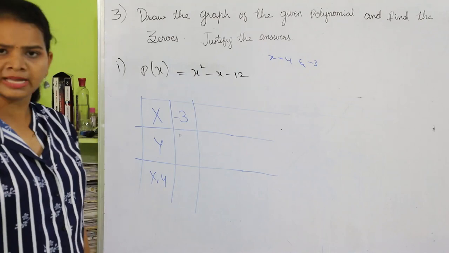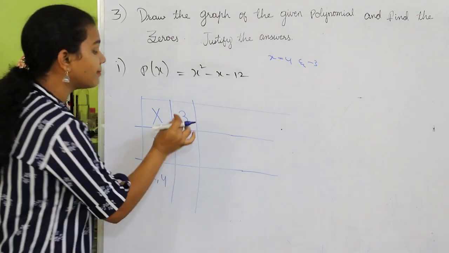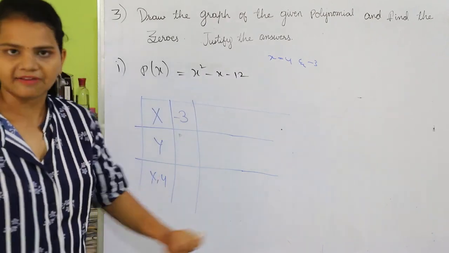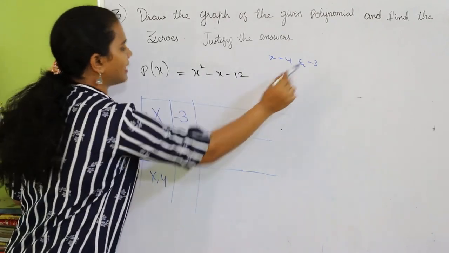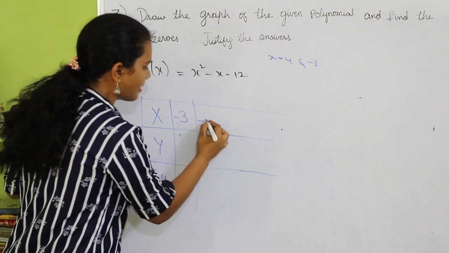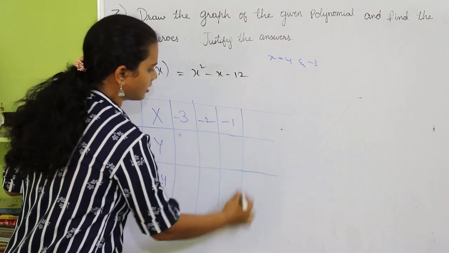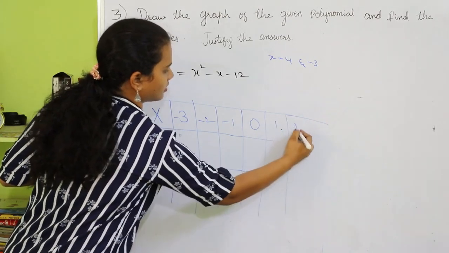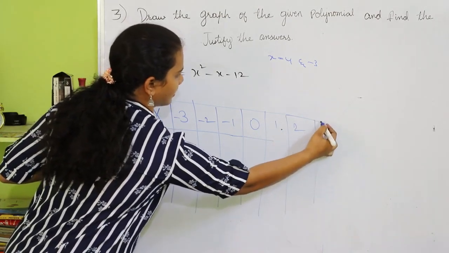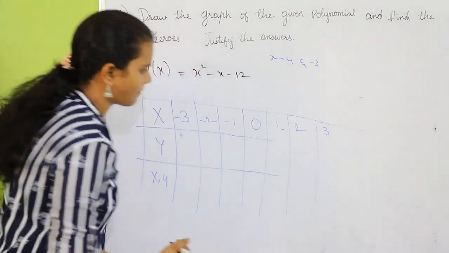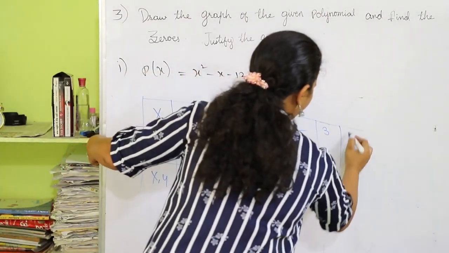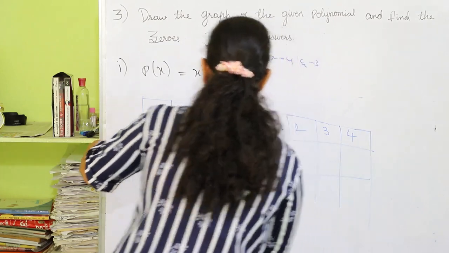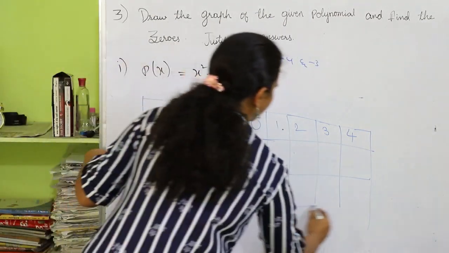But it's okay whether you take minus 4 or not; make sure you definitely take the zeros of the polynomial in this given graph. So the zeros of the polynomial I got are minus 3 and 4. So firstly let's take minus 3 over here, then minus 2, minus 1, 0, 1, 2, 3, and the last one is 4. Clear?